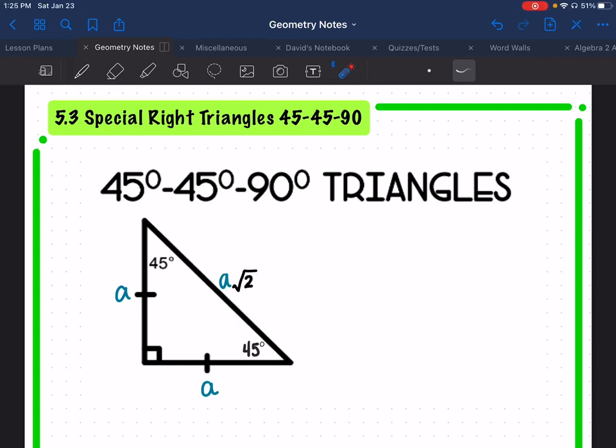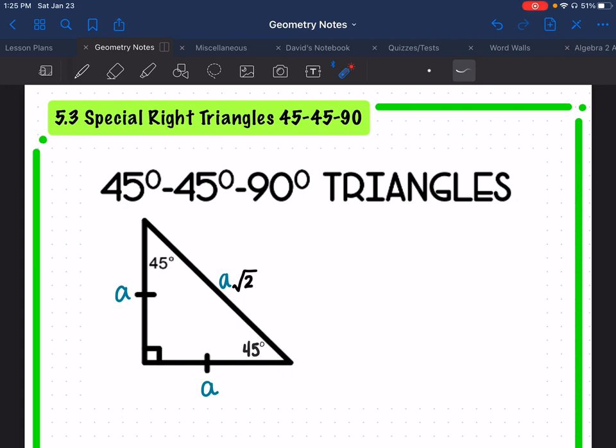Today's lesson is 5.3, Special Right Triangles, 45, 45, 90. We've been looking at the Pythagorean theorem to help us solve the missing side of any right triangle. What people started to notice after the Pythagorean theorem is that there are a couple of special right triangles, the first of which we're going to look at today, the 45, 45, 90, that create a ratio amongst the three sides that always holds true no matter what number you use.